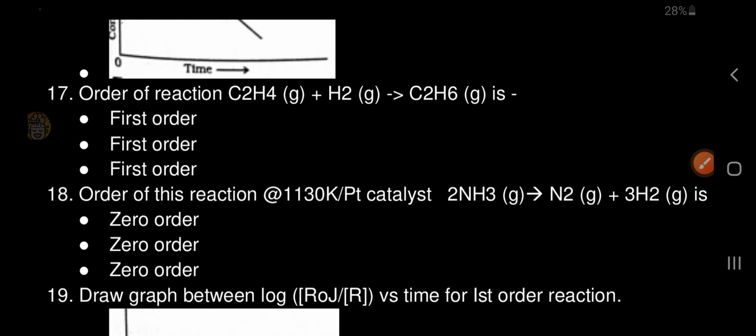Order of the reaction C2H4 plus H2 gives C2H6 is first order. Order of the reaction at 1130 Kelvin with platinum catalyst, 2NH3 gives N2 plus 3H2, is zero order.